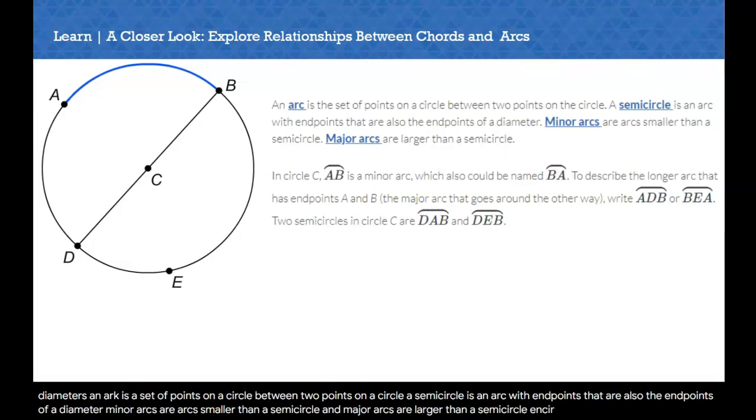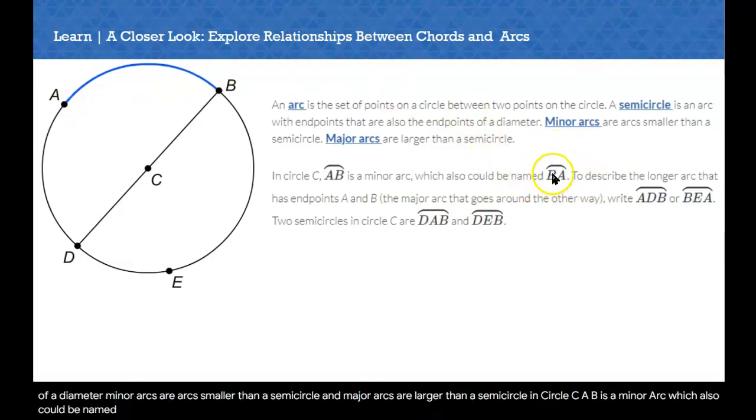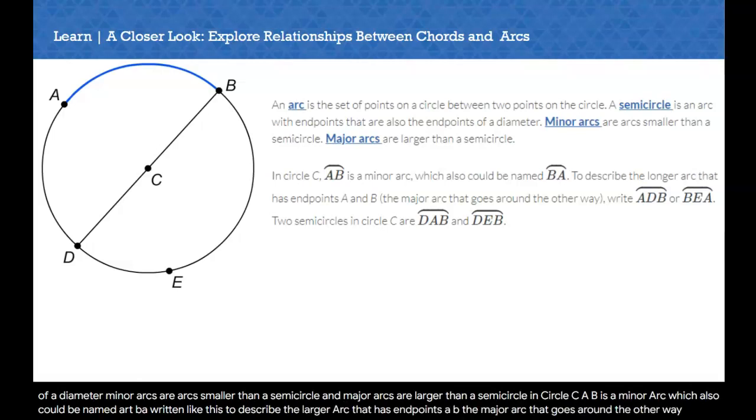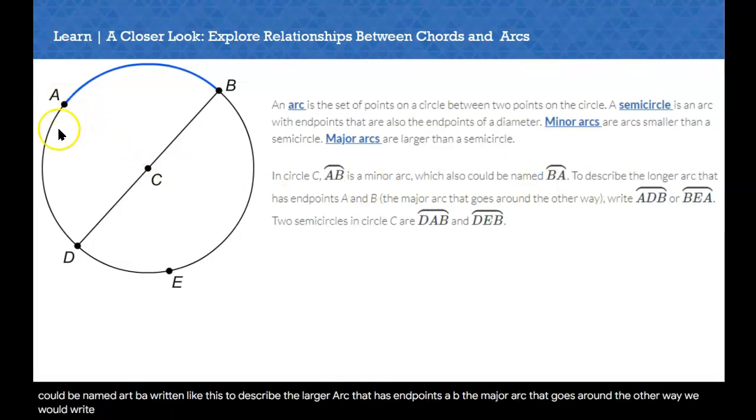In circle C, AB is a minor arc, which also could be named arc BA, written like this. To describe the larger arc that has endpoints A and B, the major arc that goes around the other way, we would write arc ADB or BEA. Two semicircles in circle C are DAB and DEB.